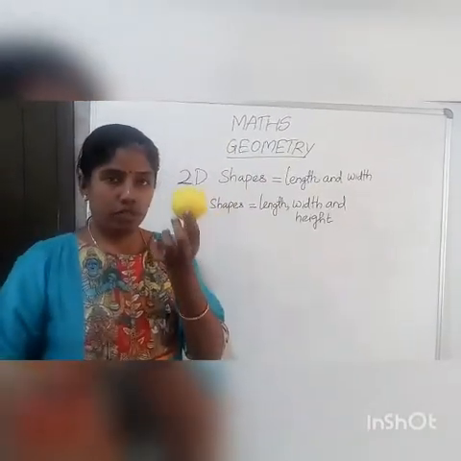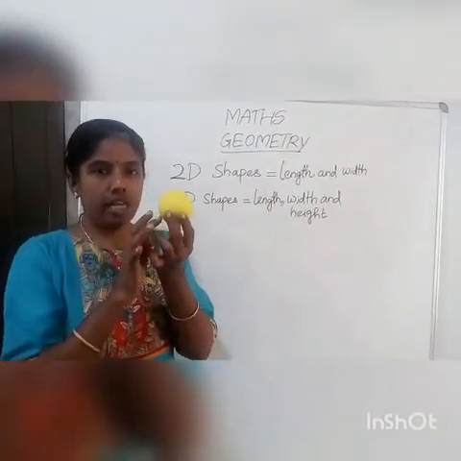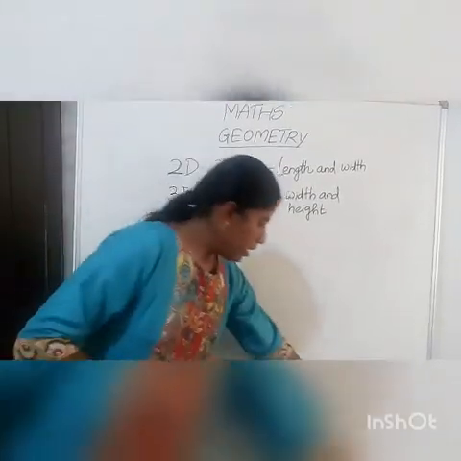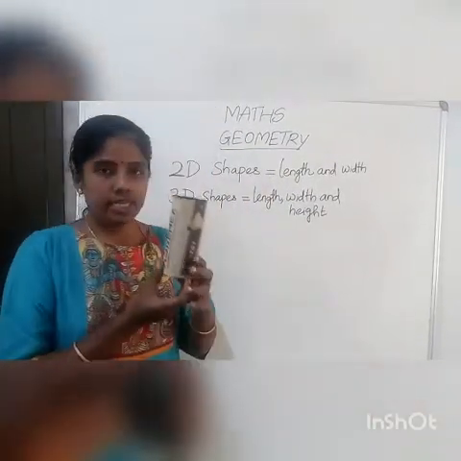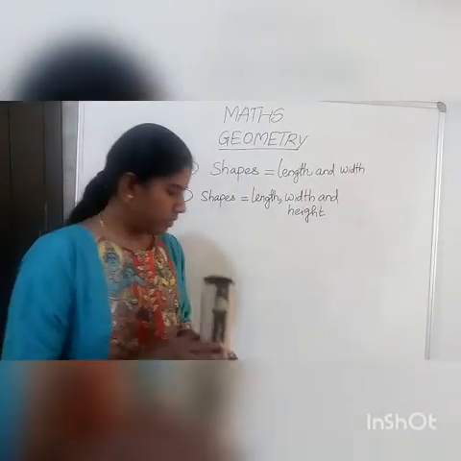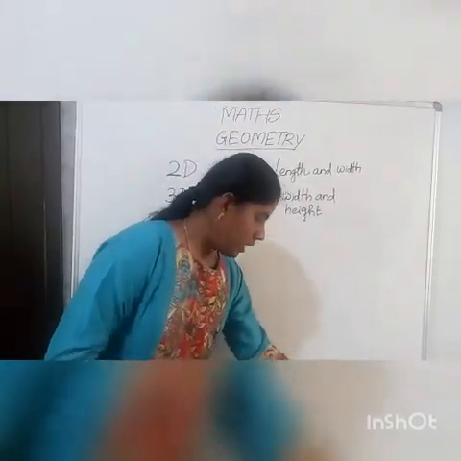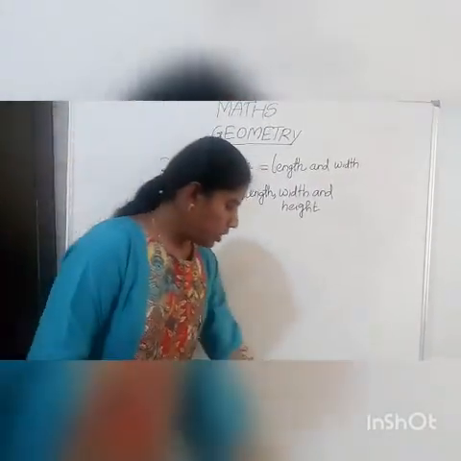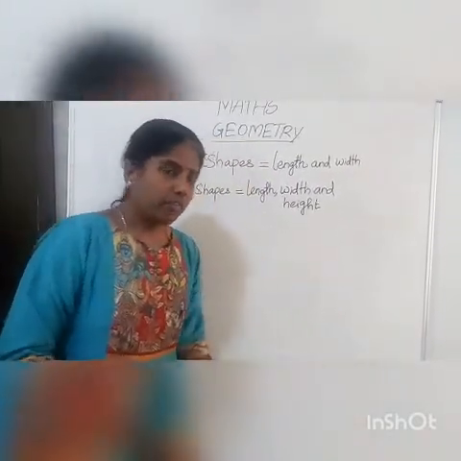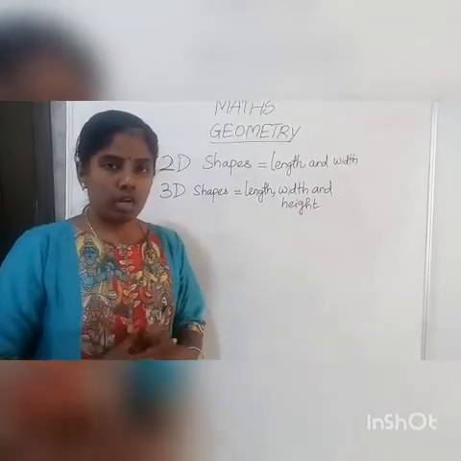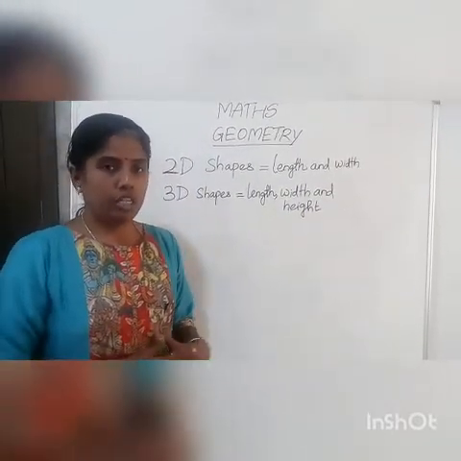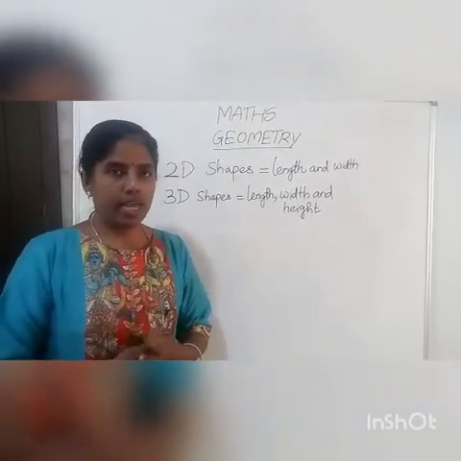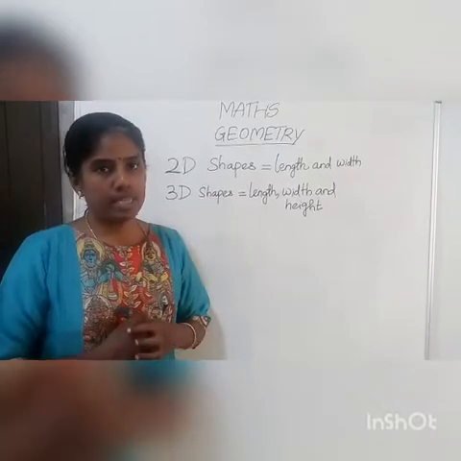This is for a sphere. It doesn't have any edges or corners. It has only a curved surface. And this is an example for a cylinder. And this is an example for a cone. Okay. So each 3D shape has different types of edges, corners and sides. So we need to learn the number of sides, vertices and edges that each 3D shape is having.